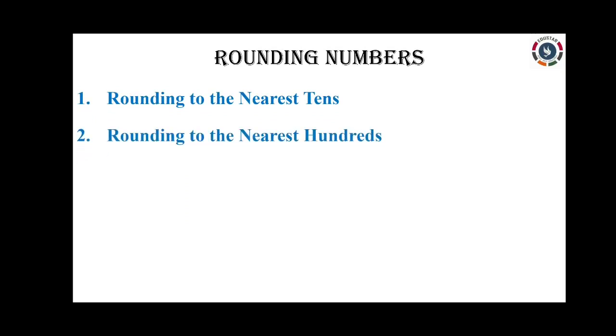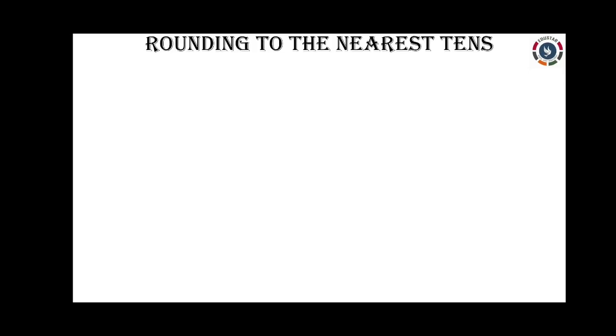Next, we are going to see about rounding numbers. Rounding number means to make the number very easy to use in our day-to-day life. In rounding numbers, let us see rounding to the nearest tens, rounding to the nearest hundreds, and rounding to the nearest thousands. First, we will see about rounding to the nearest tens.